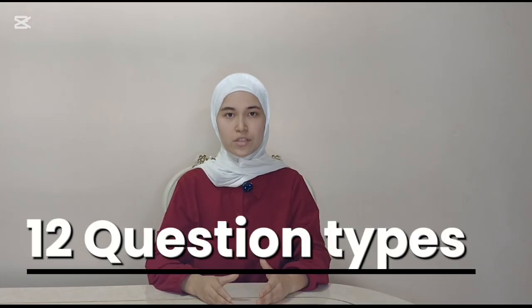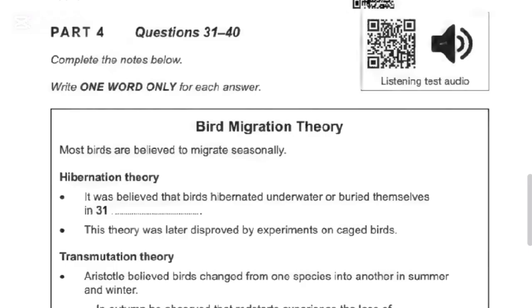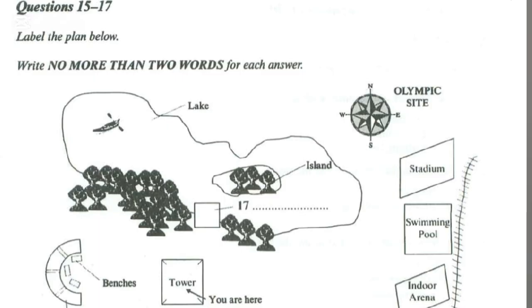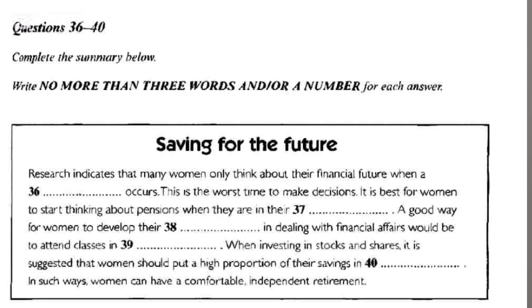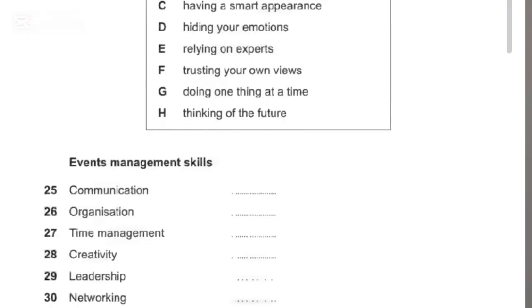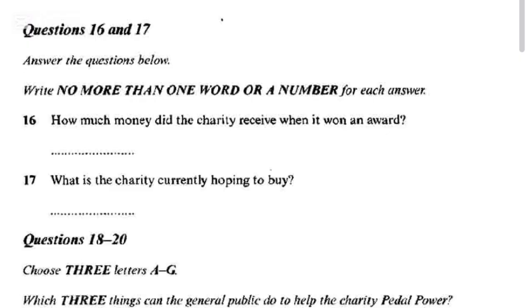In the IELTS listening test, there are 12 different question types. These are note completion, table completion, form completion, flowchart completion, summary completion, map labeling, diagram labeling, matching features, multiple choice, short answer. While you are taking the IELTS listening test, you have to pay close attention to the audio because you will hear the recording only once.